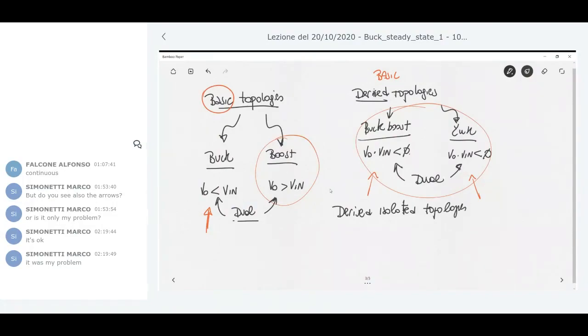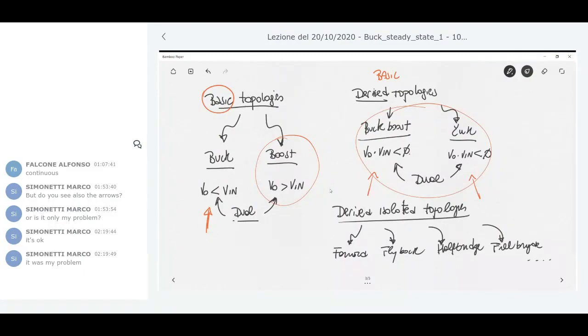And these derived isolated topologies, I don't know, there is the forward inverter, the flyback inverter, the half bridge, the full bridge, etc., etc., etc. All these topologies will be commented on, explained, and designed in this course.